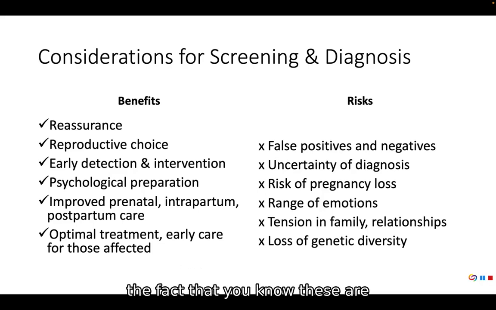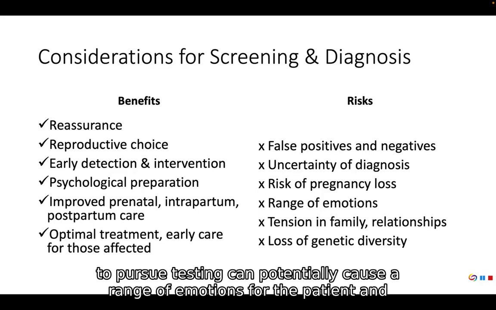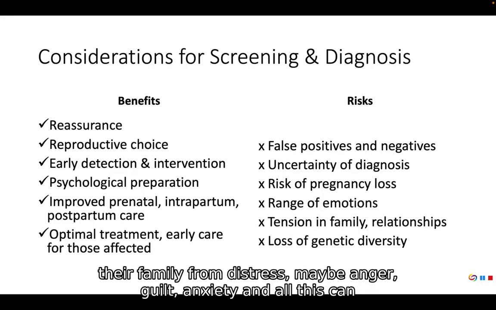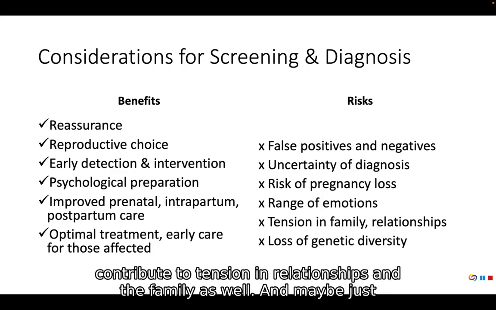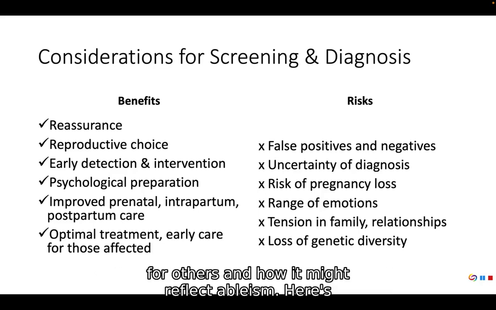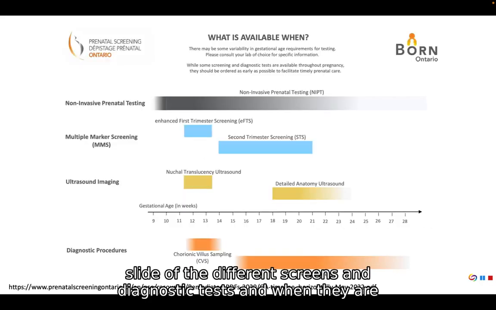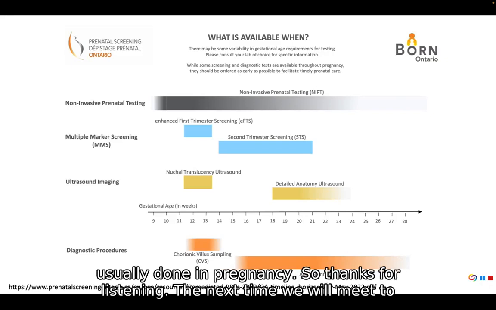Risks include the fact that these are not perfect tests, and there is also a risk of fetal loss. Making the decision to pursue testing can potentially cause a range of emotions for the patient and their family, from distress, maybe anger, guilt, anxiety, and all this can contribute to tension in relationships and the family as well. And maybe just start to think about why reassurance is important to some people and not for others, and how it might reflect ableism. Here is a really great summary slide of the different screens and diagnostic tests and when they are usually done in pregnancy.